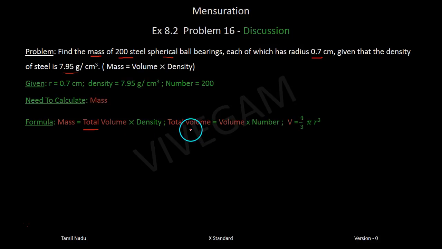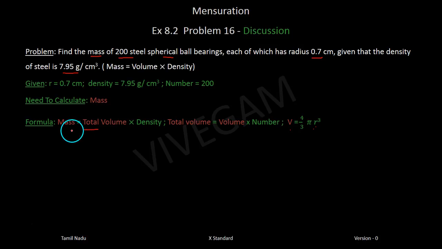Write the formula for total volume. Total volume is volume into number. Again, this also cannot be used because we don't know the volume. Come to the next step. Volume of one sphere is 4 by 3 pi r cube. Yes, this is fine. We should be able to calculate because there is only one unknown, volume, and r is known, so we can use this formula. So substitute r equal to 0.7 and calculate volume. Once we know the volume, that volume into number, which is 200, will give you total volume. Then the total volume into density, which is 7.95, you will be able to get the mass.